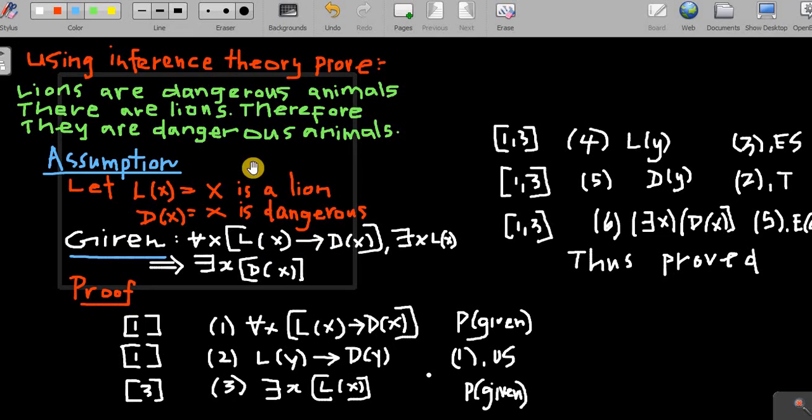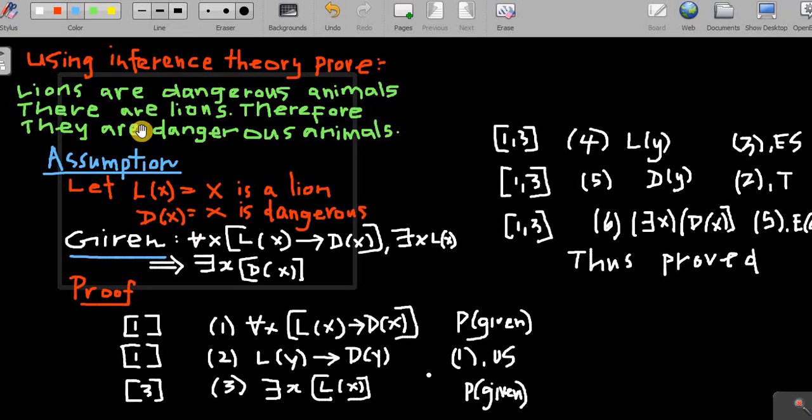Now coming to the second statement, there are lions. There exist some lions. So the correct notation is there exists X, L of X. There exists X where X is a lion. That's the meaning of the logical notation given to us. There exists X, L of X. Okay, the premises are these. But what is the conclusion?